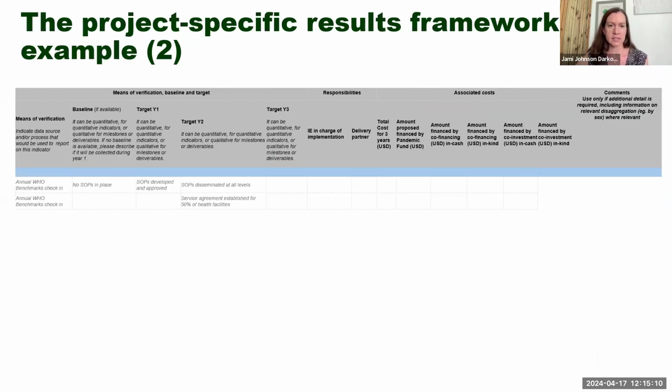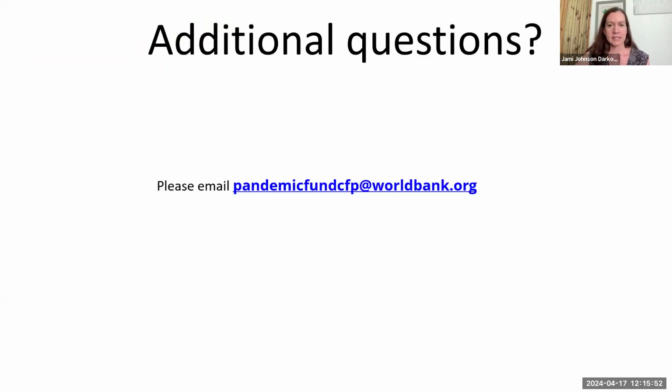One piece that I didn't include in the summary slide is there is also space to complete information on the responsibilities in terms of the IE, who's in charge of implementation, as well as delivery partner, and to do inputs on the associated costs. And those are broken down into those that are being requested for financing by the Pandemic Fund, as well as those that are financed by co-financing or co-investments. There's also a comments column if there's any reason that you may need to clarify any information or indicate if there are any disaggregations that might be relevant to that particular indicator, particularly when we're thinking about gender equality or health equity. Next slide, please.